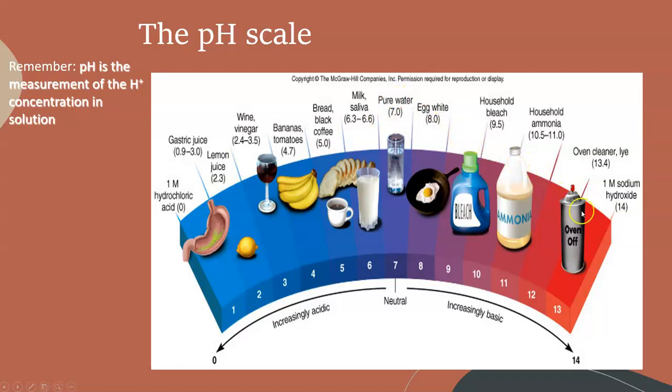And then we get into the basic side of things. An egg white is an 8. Bleach is a 9.5. Ammonia, 10.5 to 11. Oven cleaner, extremely basic, to 13.4. And sodium hydroxide, NaOH, a base, is, of course, extremely basic. Okay, so that's just something to put into your mind to start understanding what this looks like and what this means.